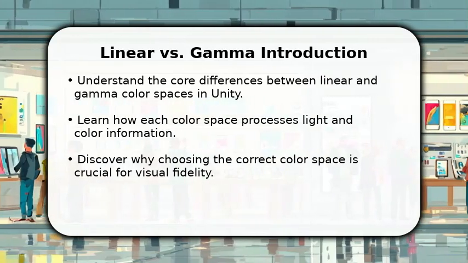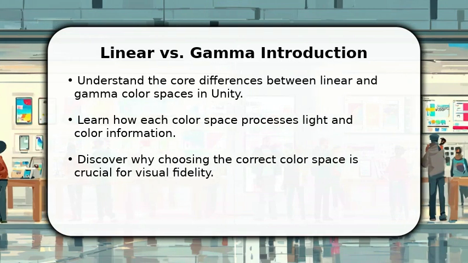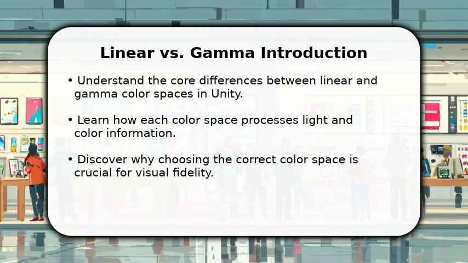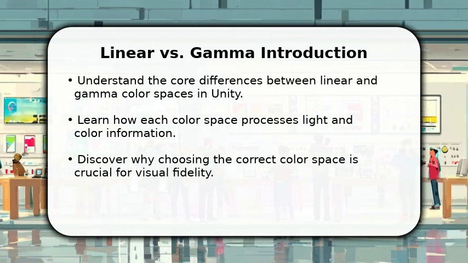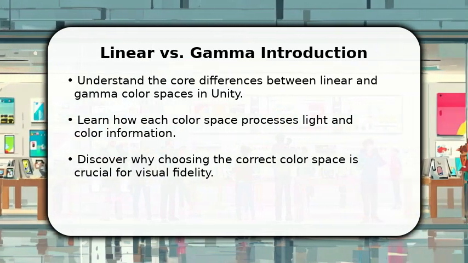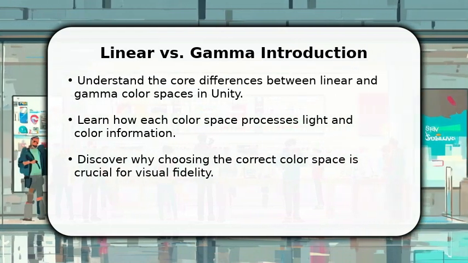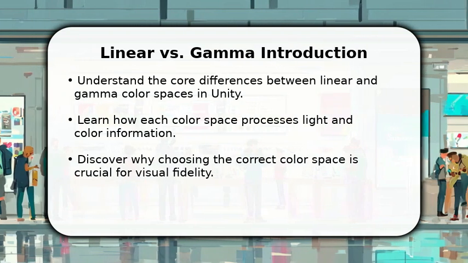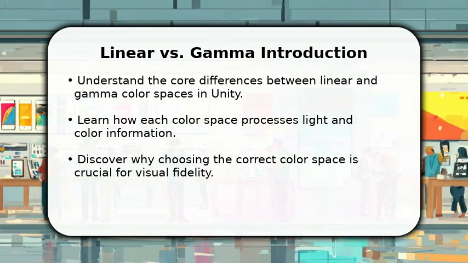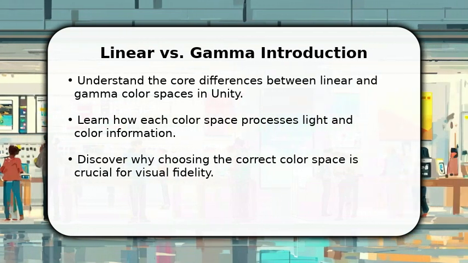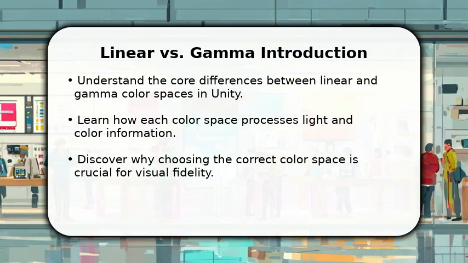In this video, I will explain Unity's linear versus gamma color spaces. We'll dive into how these two fundamental approaches handle light and color data within your projects. Understanding their distinctions is vital, as the chosen color space significantly impacts your game's visual appearance, from subtle shading to overall scene brightness. We'll explore why one might be preferred over the other for achieving realistic and consistent rendering results across various platforms and display types.